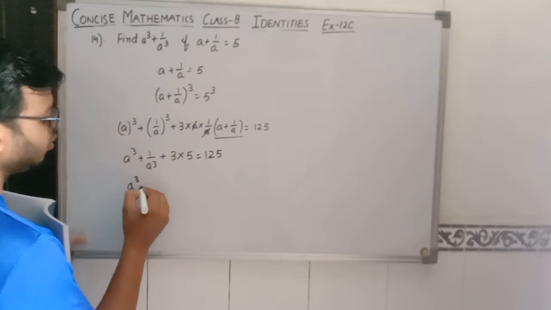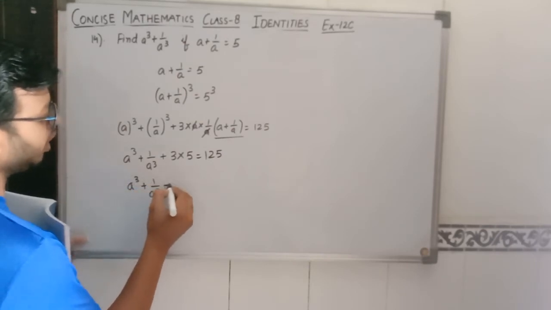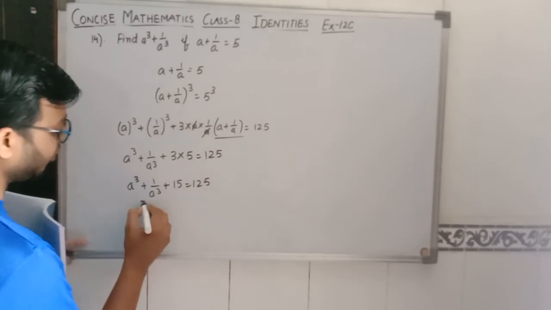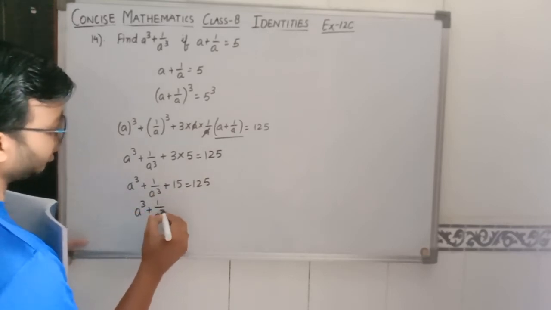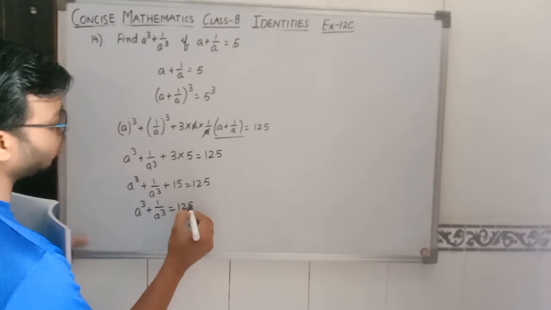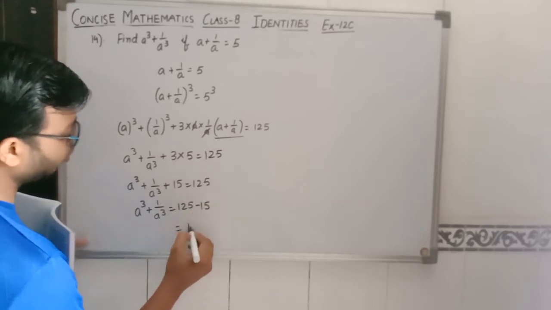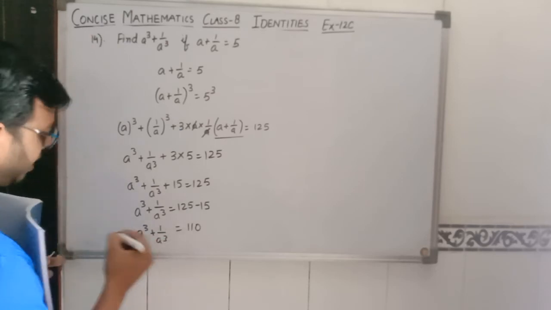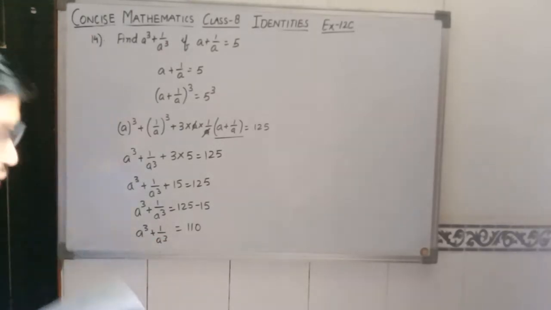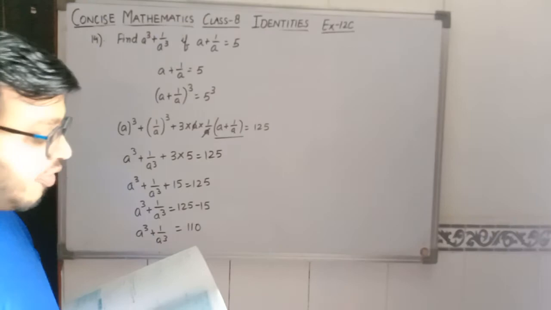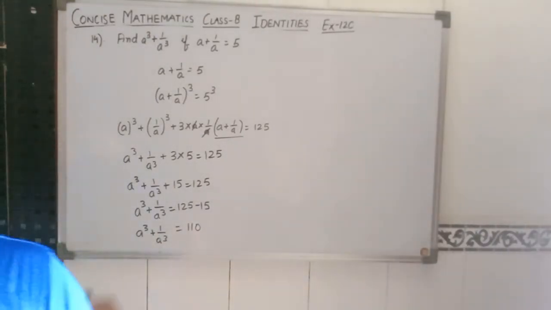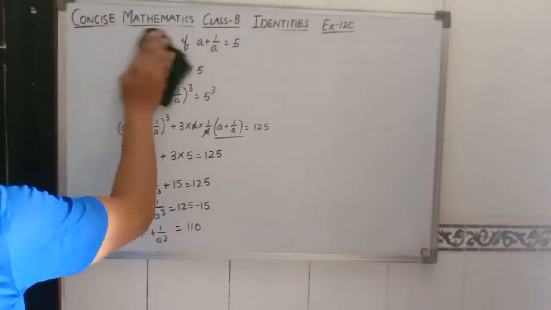Now solve it. So a cube plus 1 upon a cube plus 15 is equal to 125. Now you can transfer 15 to the other side. So a cube plus 1 upon a cube is equal to 125 minus 15. So overall the answer will be 110. So this is the method to solve such types of questions. In question number 15, again you have to follow the same method. So 14 and 15 are similar.